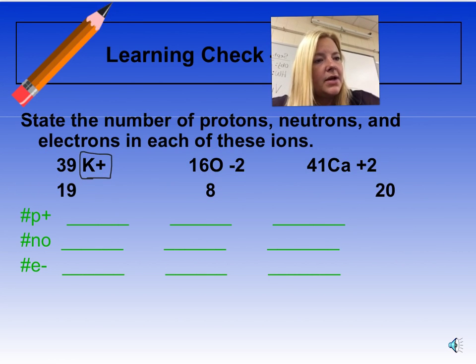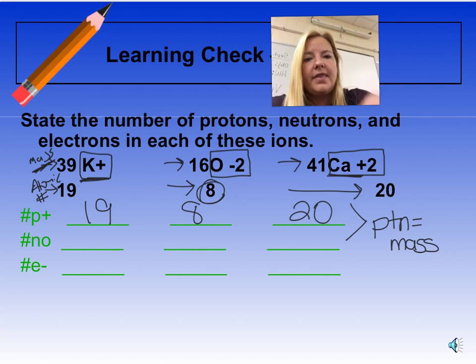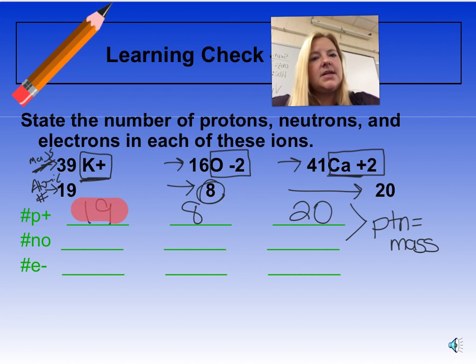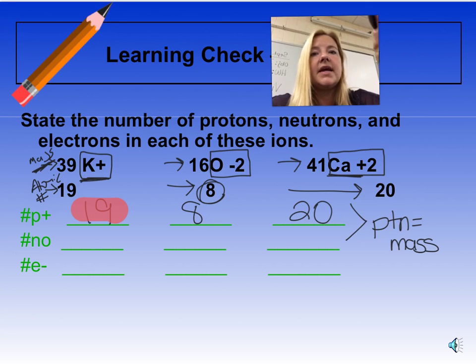So I just figured out my number of protons. That means that if I've got 19 protons, that's contributing to my overall total of 39 mass here for potassium. So 39 minus 19 is going to be 20 neutrons.